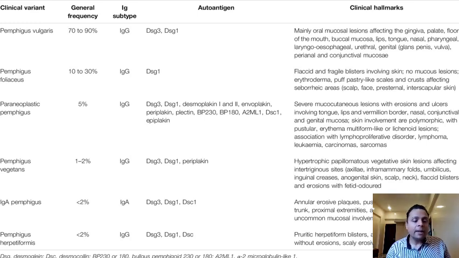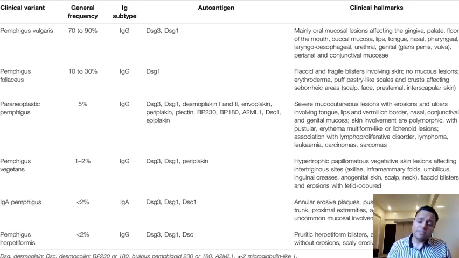Then comes pemphigus herpetiformis. Pemphigus herpetiformis is again desmoglein 3, desmoglein 1, and it is not that bad a variety. The additional thing is that it can mimic dermatitis herpetiformis. So there will be severe pruritus. They can have erosions, pustules, and vesicular lesions. These lesions are clustered. That's why it's called herpetiformis, because they have a herpetiformic or zosteriform arrangement.